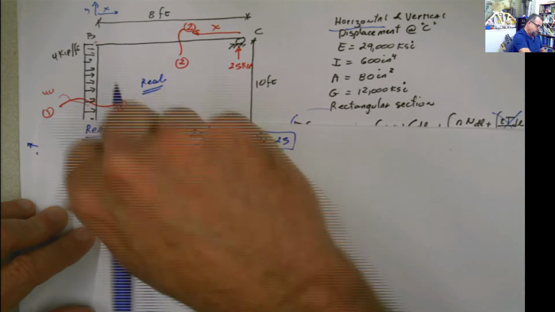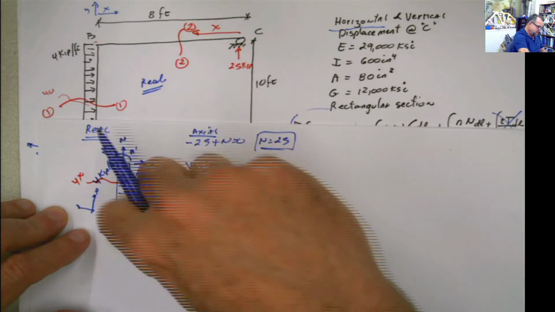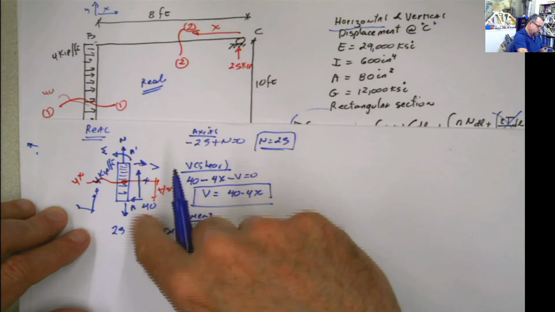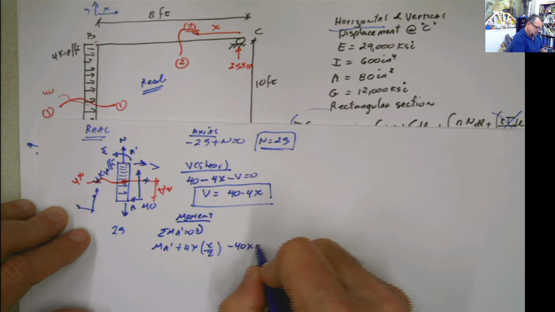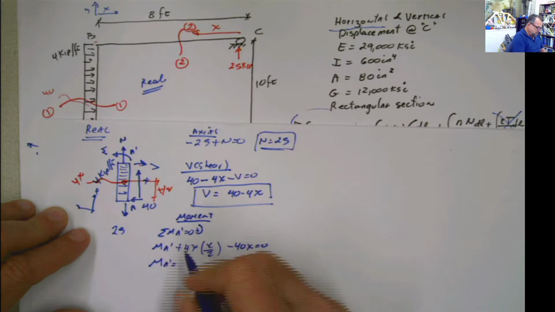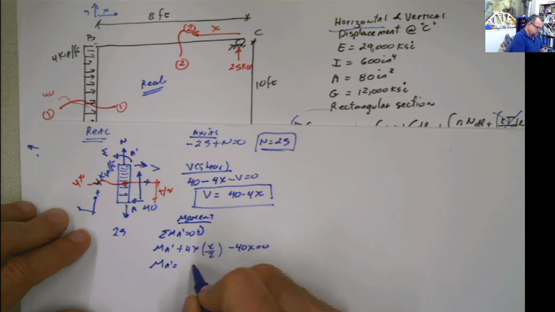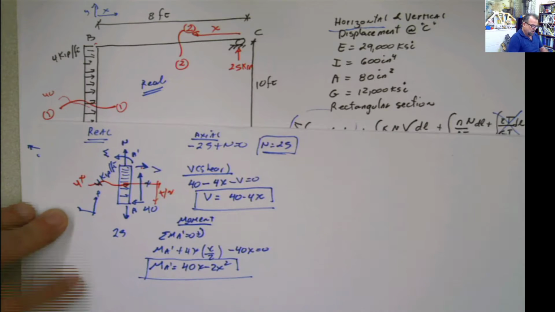and then you have the shear here minus 40, well, the shear depending on what axis, yes, shear, negative 40 times x equals 0. And then you can have your moment A prime, which is 40x minus 2x squared. There you go, moment, done.